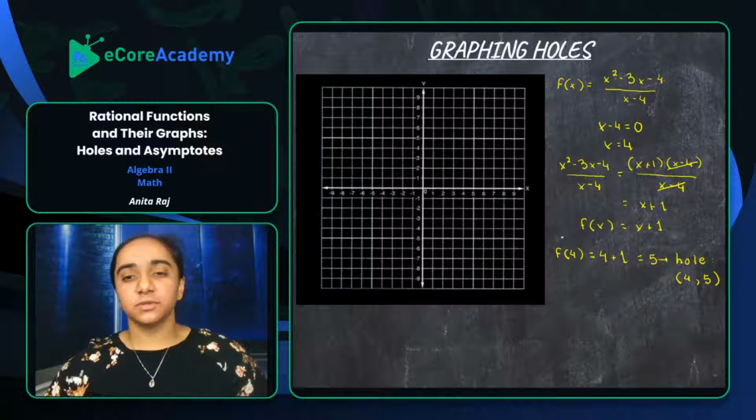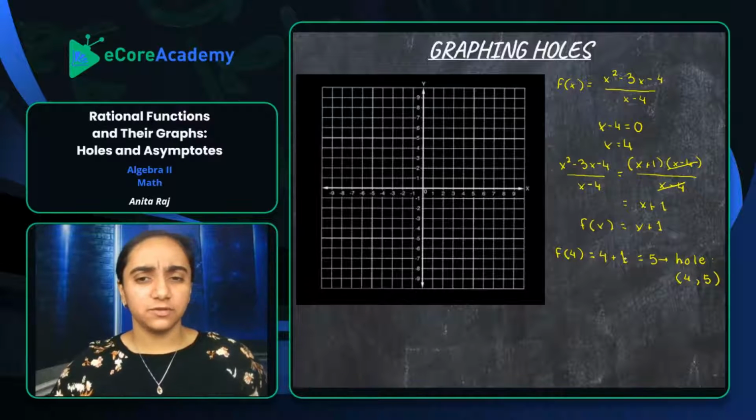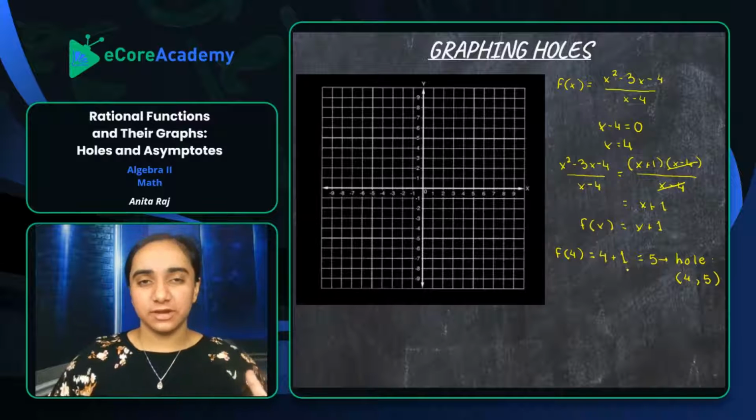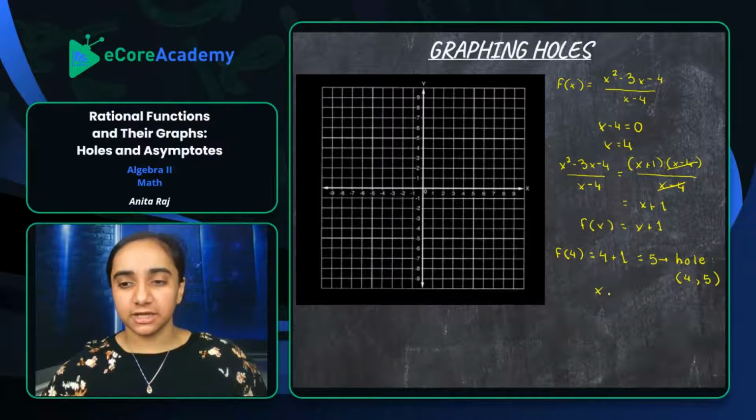How are we going to graph this? Well, we know a hole occurs at 4, 5, but we don't know any other points that belong on this function. And we have to figure out some more points. And what do we do? Well, we bring in our XY table. It's always trusty. We always use our XY table.